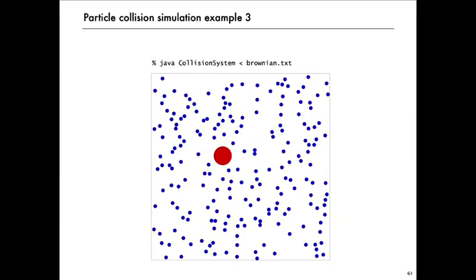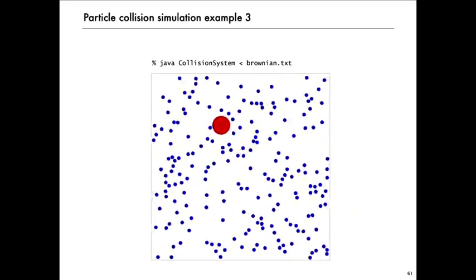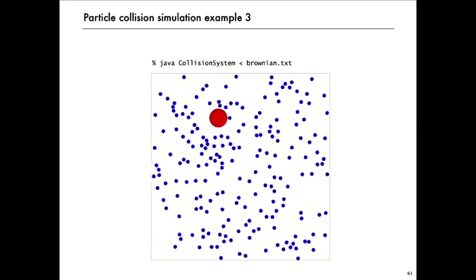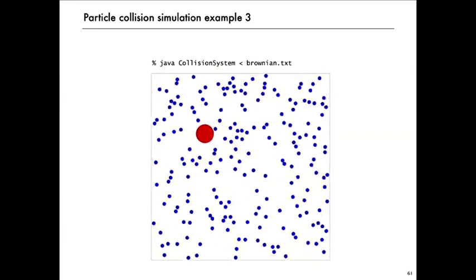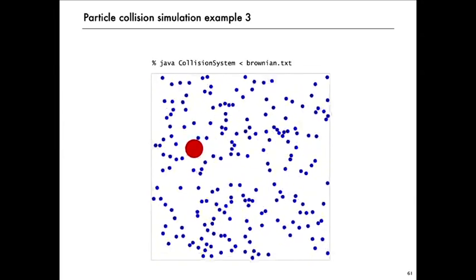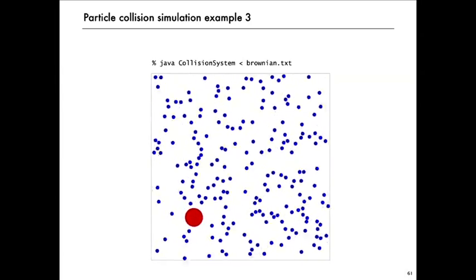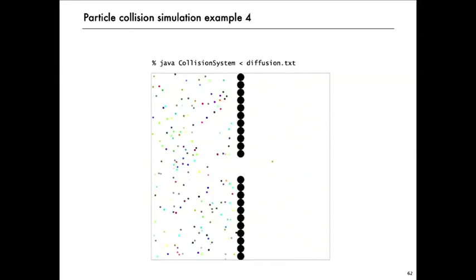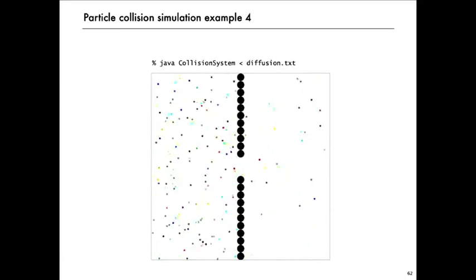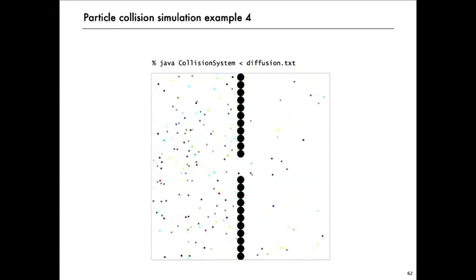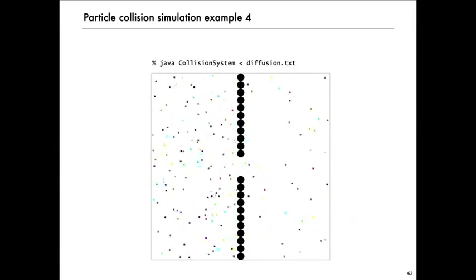This is a little bit about Einstein's experiment. If you have one big particle like a pollen grain and lots of little particles like atoms or molecules bouncing against it, the big one is going to move about randomly. And then this is another famous physics experiment showing diffusion. There are many other things that you can do with this basic collision system.